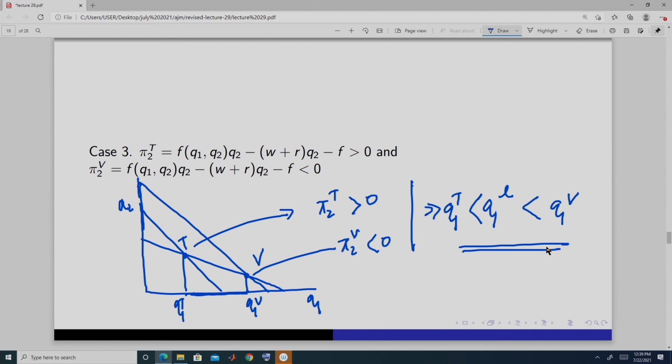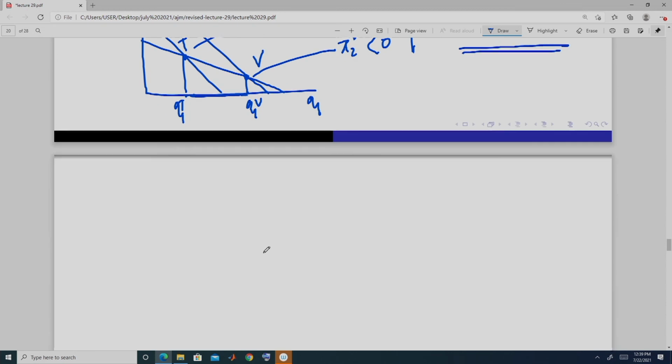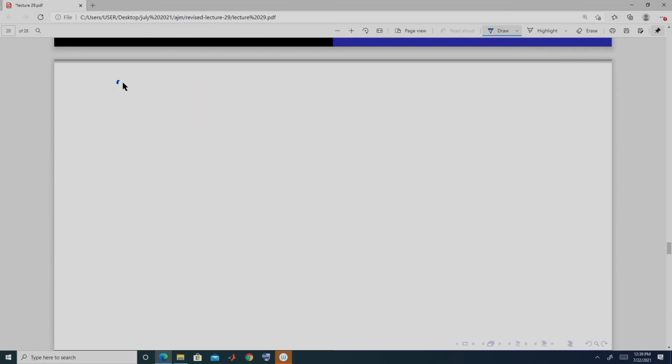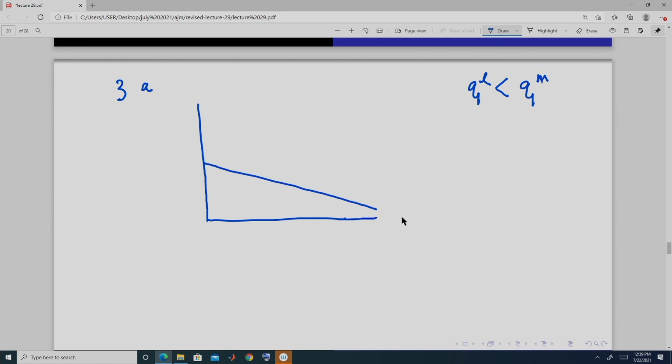Okay. Now, what are the possible outcomes in this situation? So let us look at the first outcome. This is suppose 3A. Here, if this is less than the monopoly output of farm 1, Q1, Q2, okay.